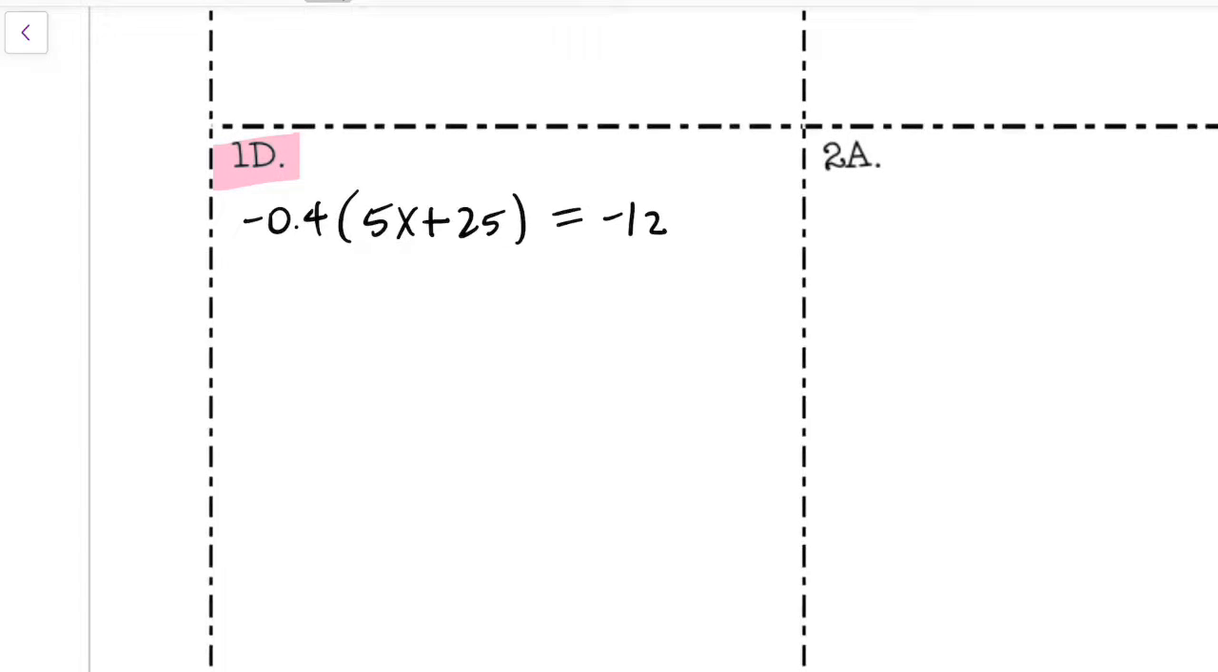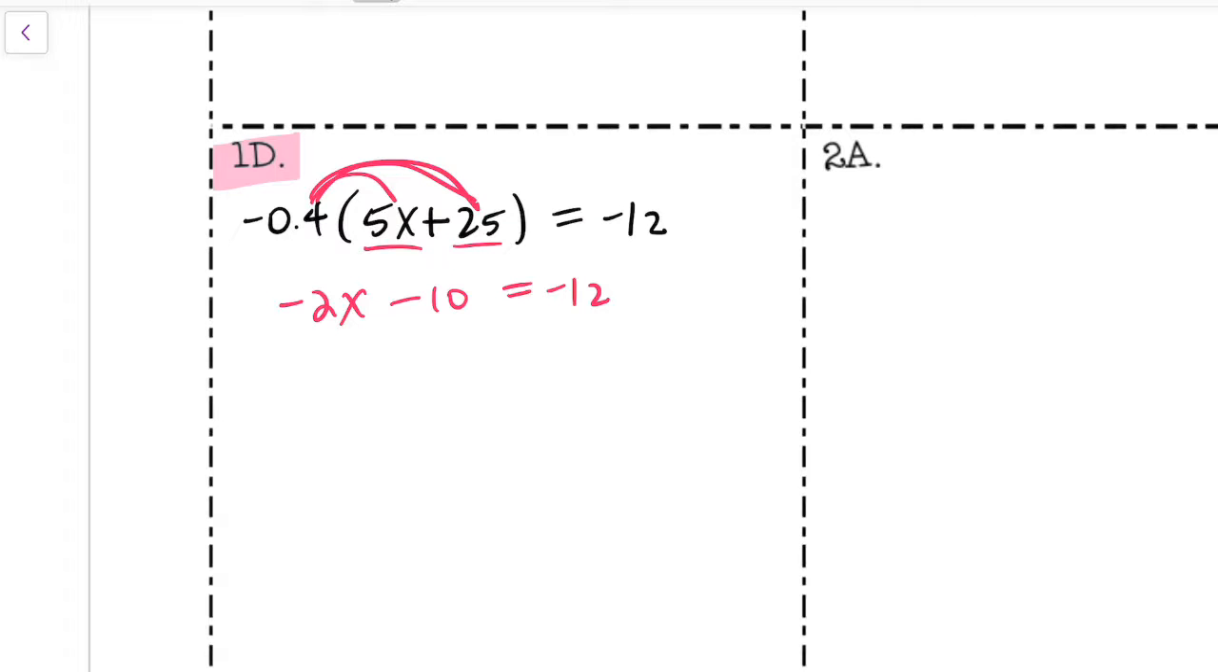So if we have parentheses, we do what first? We distribute. So we'll take negative 0.4 and multiply it by the 5x and the 25. So negative 0.4 times 5x is going to give us a negative 2x. And negative 0.4 times 25 is going to be negative 10. That equals negative 12. Well, from here, we solve like normal.